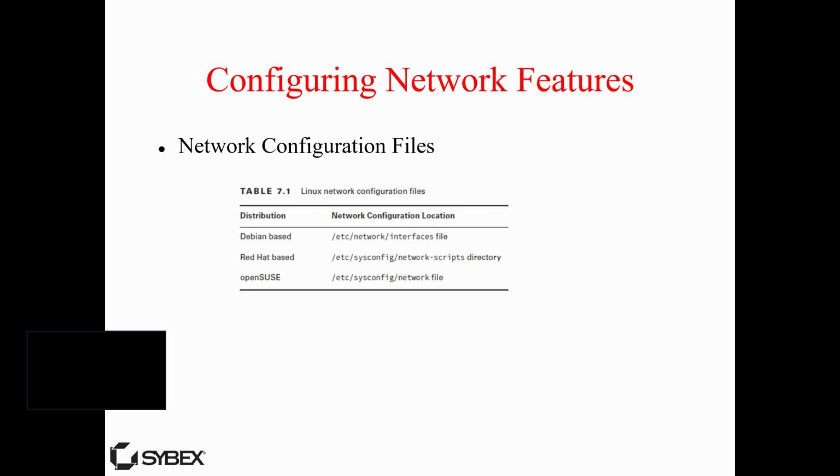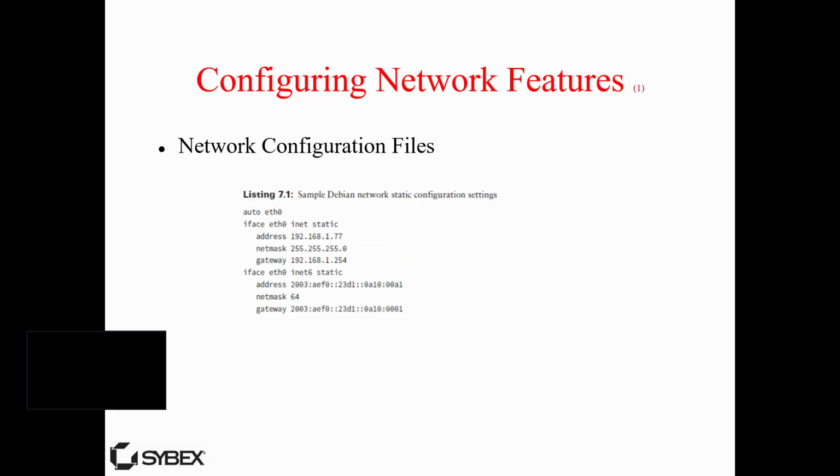So there are some network configuration files, and different Linux distributions use different directories. Network configuration is saved in a file, but even for Ubuntu or Red Hat, the technology may change. So these are some directories. We're going to look at the settings.